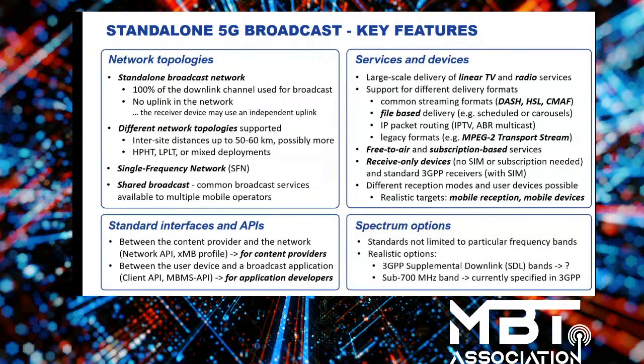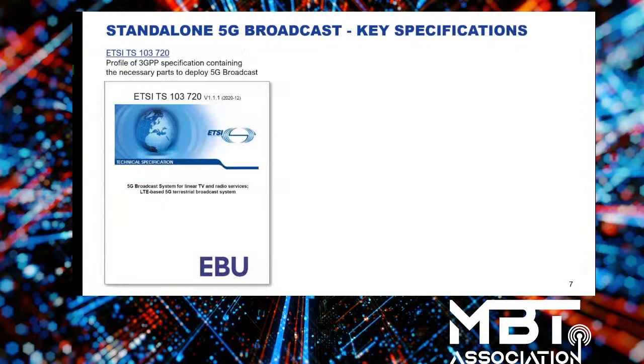An obvious question is in which spectrum this kind of network will operate. The standards are not saying anything about it, so they're not limiting the features to any particular band. But realistically, we can only look at downlink-only bands, for commercial reasons obviously. The other band currently being considered is the sub-700 megahertz band, the one currently used for terrestrial television, for DVB-T and DVB-T2 in Europe and other technologies around the world. Okay, now if you want to know more about the system, those are the relevant specifications.